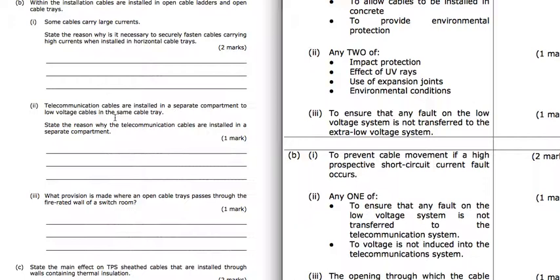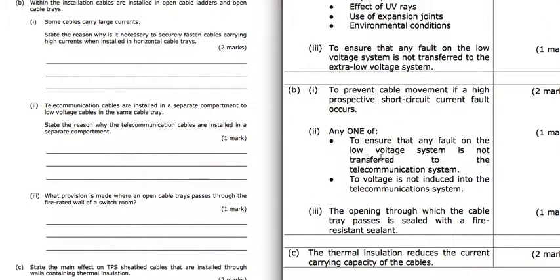Telecommunication cables are installed in separate compartments to low voltage cables in the same cable tray. So why are we keeping them separate? So it's to make sure that any fault on the low voltage system, which is our 230 volt system, is not transferred to the telecommunication system. And it's also to make sure that the voltage is not induced into the telecommunication system. So if we have switching of that high voltage, we could induce voltage into the telecom system, and so we want to keep them apart.